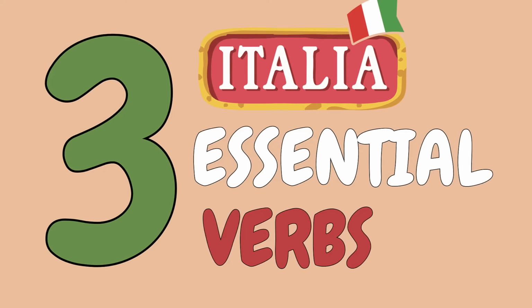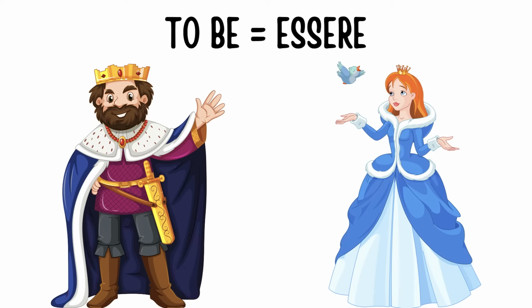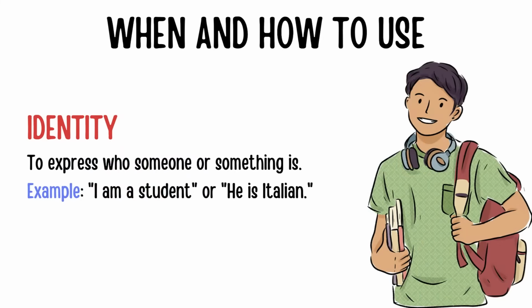In this video, we are going to see 3 essential verbs in Italian that you have to know if you want to speak with Italian native speakers. Essere, in English, is to be. When and how to use.